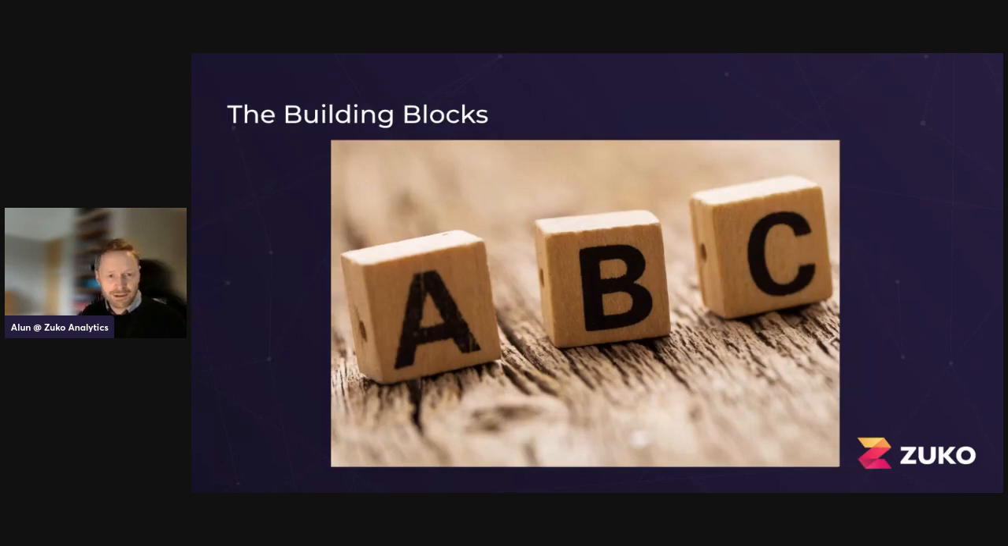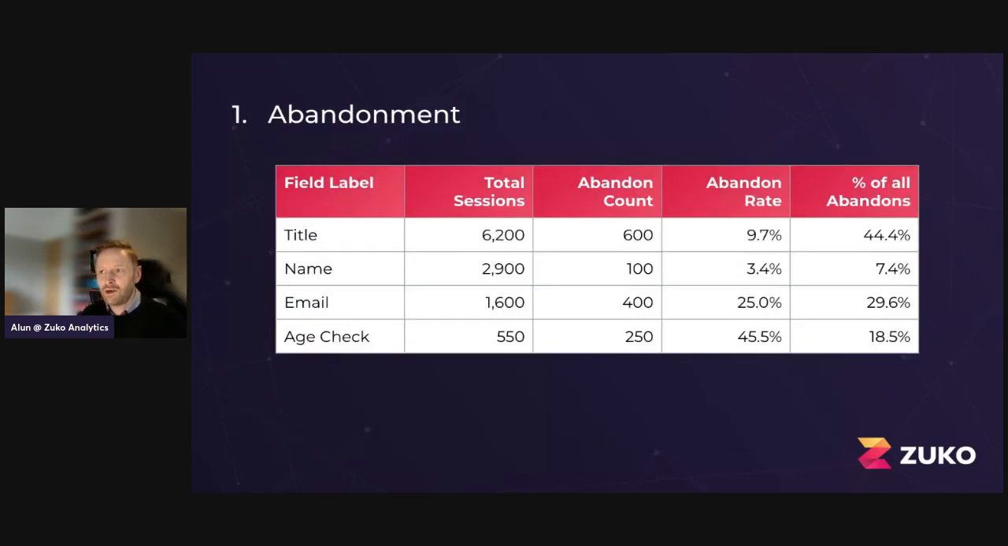So firstly, the building blocks. What do we find here? The first metric you probably want to look at is the most obvious, and that's abandonment. What I mean by that is the last interaction on a form before someone leaves and doesn't come back. That triggers an abandonment. Now, often the starting point that people want to look at is just sheer volume. Where are people dropping off? We've got a table of examples here of 4 different fields, the number of sessions that interacted with this field, and the abandonment count. So that's essentially the volume of people who dropped off at that point.